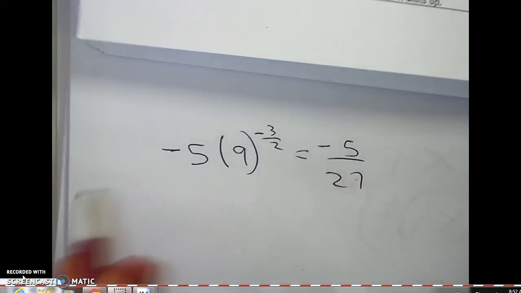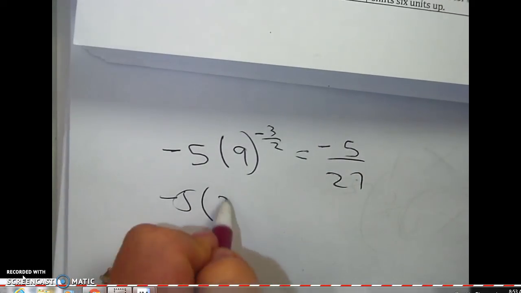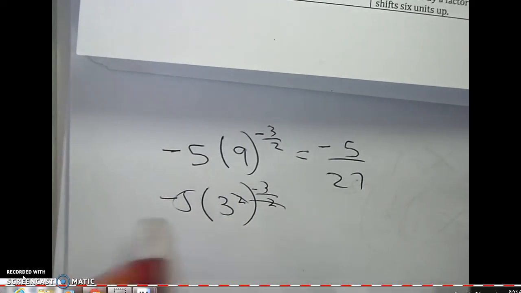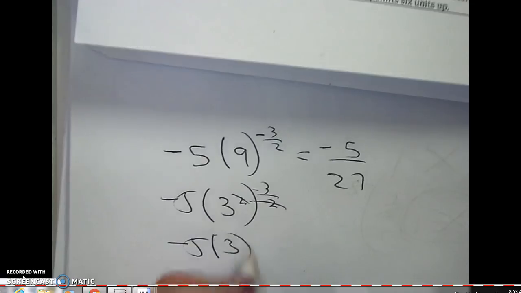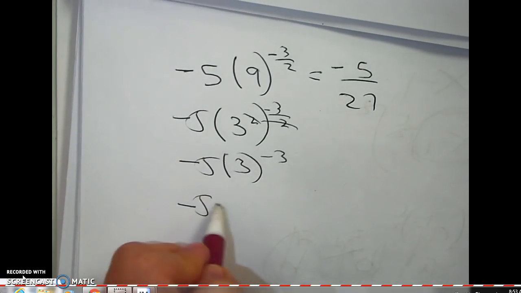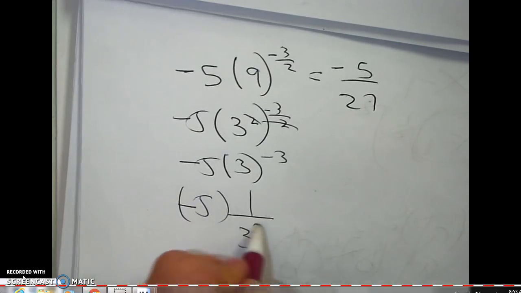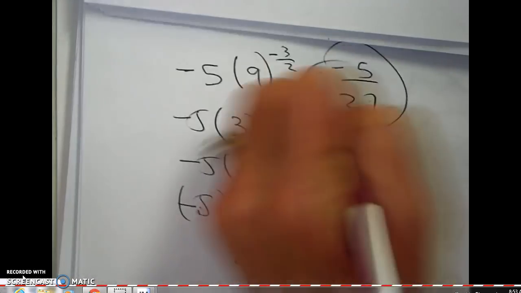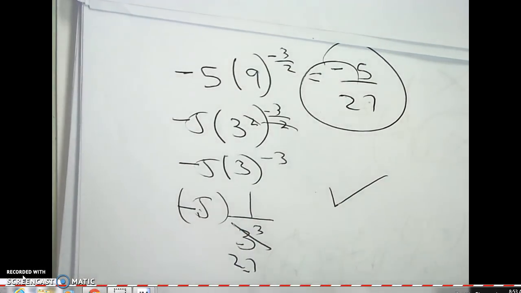Over 27. So I know that 9 is the same thing as 3 squared to the -3/2. So the squared's gone. So -5, 3 to the -3. 3 to the -3 means it's really -5 times 1/3 cubed. And 3 cubed is 27. -5/27. Boom, I did it right. Okay?